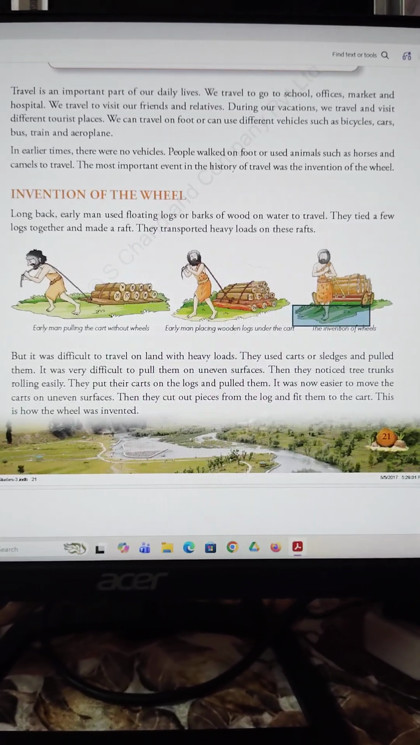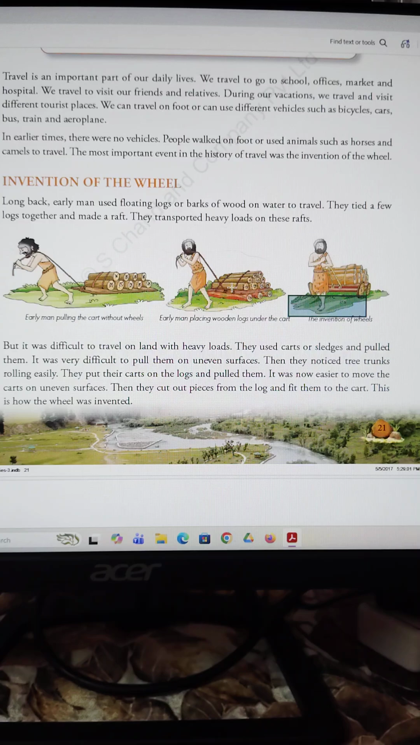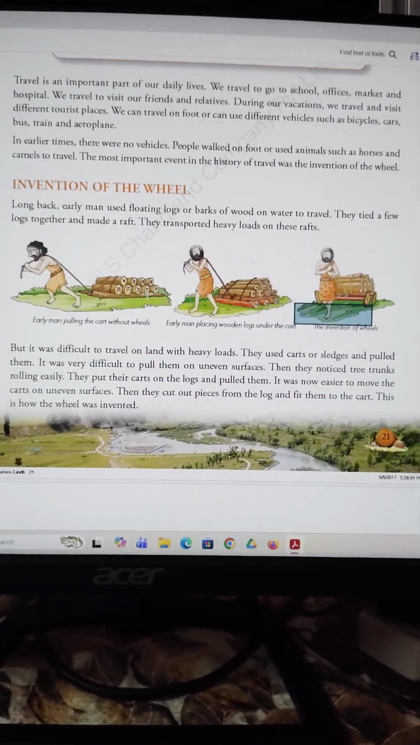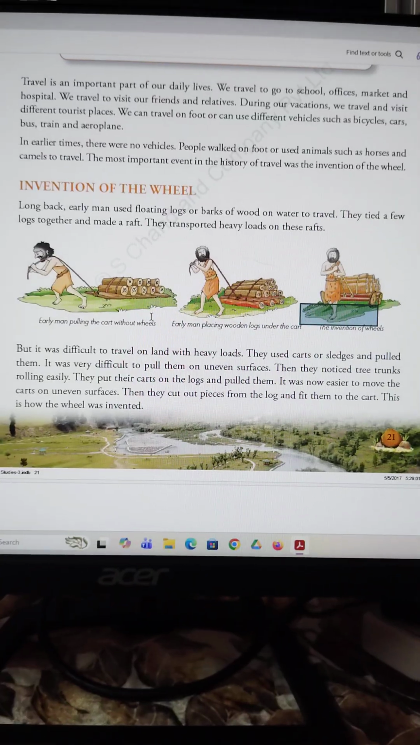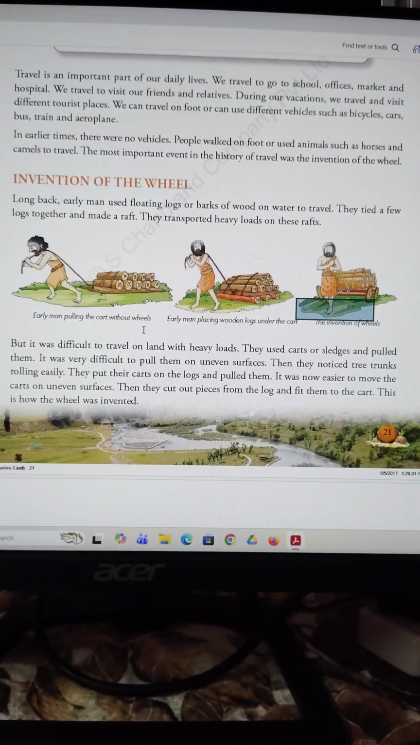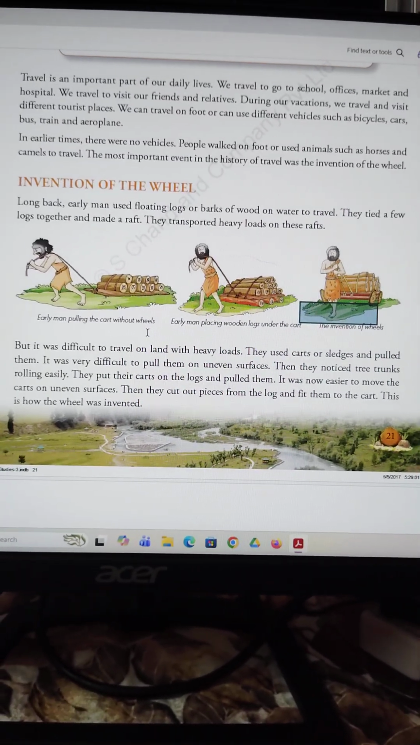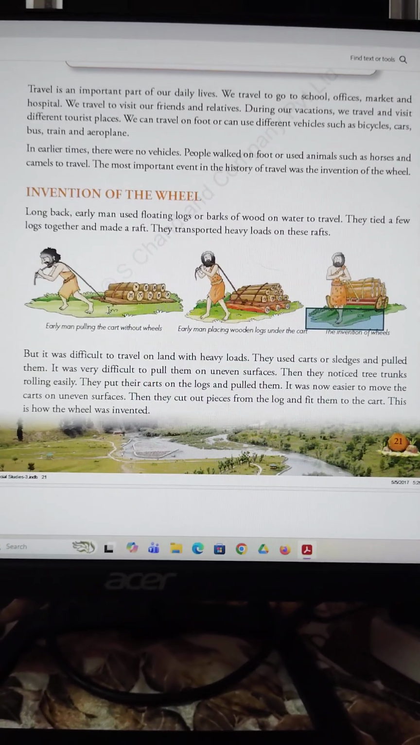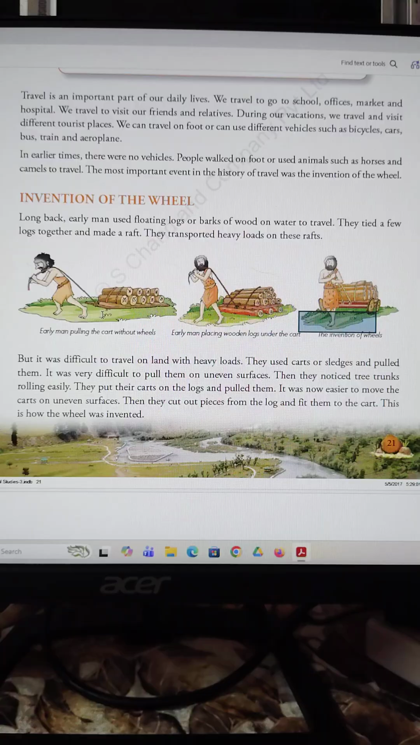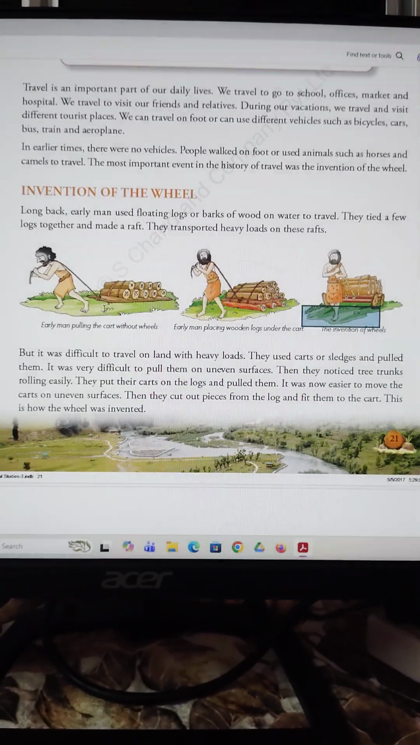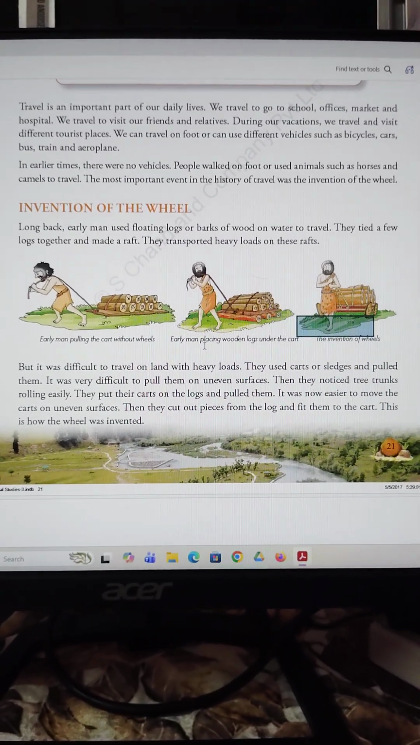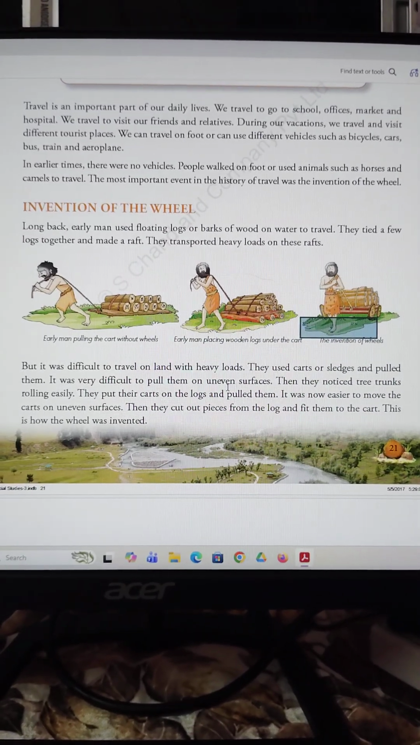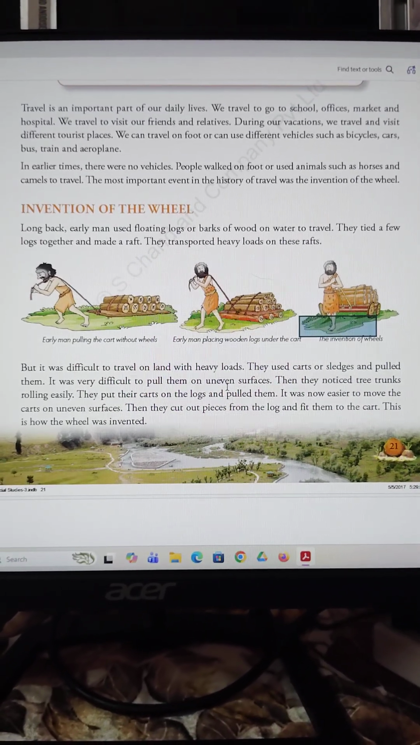Look at this man. He takes lots of logs. You can't carry your school bag. It is very heavy. You complain that it is too heavy, that we can't manage pulling this type of bag. But the early man, how much work they did and how difficult their work was.